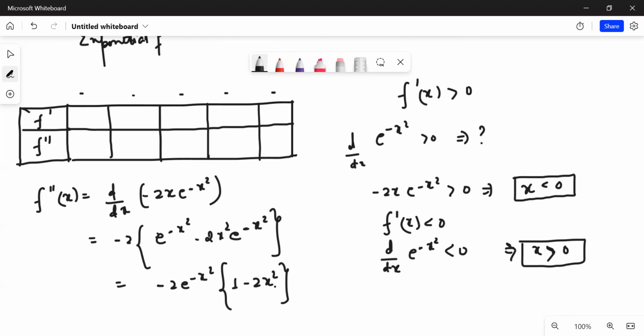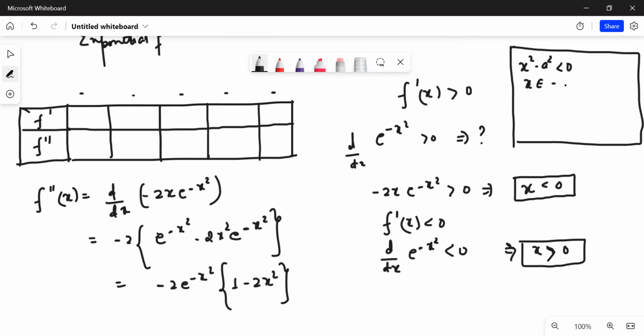Is that not clear? And two inequalities, I'm writing it here so that you don't have any difficulty. So if I'm writing x square minus a square less than 0, the answer to this would be x lying between minus a to a. And if I'm writing x square minus a square greater than 0, then it means x lies between minus infinity comma minus a union a comma infinity.